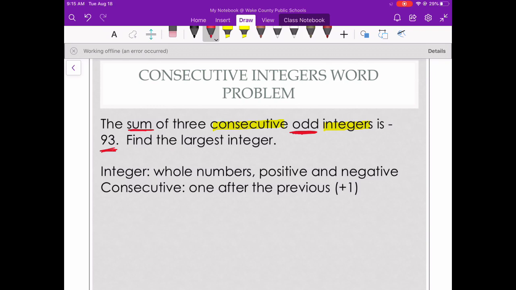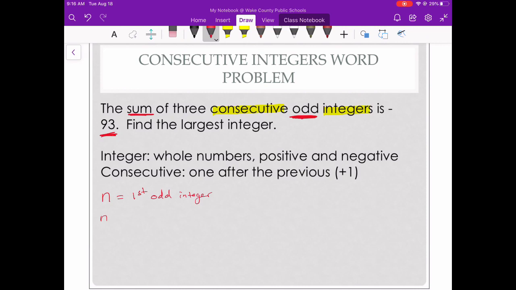Well, let's define our variables first. We're just going to say n, and you can use any variable, but I'm going to go with n. n is our first odd integer in this problem. Not 1, just the first odd integer in this problem that we're dealing with. To get to the next odd integer, I can't just add 1, because 1 plus 1 is 2, or 6 plus 1 is 7. I've got to make sure that I'm going odd to odd. So 3 plus 2 gives me 5. So I have to add 2 here to get to my second odd integer, making sure I'm only landing on odd integers.